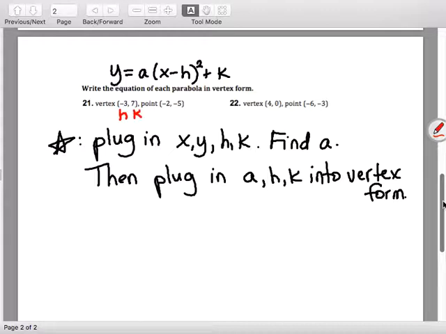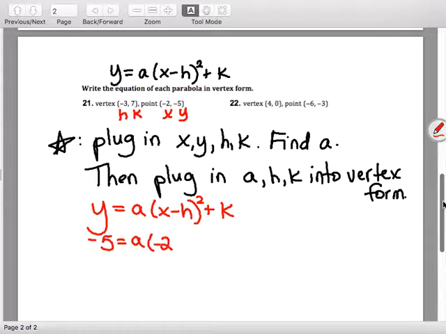The H and the K are the vertex. The point is the X and the Y. So I'm going to write down vertex form. So our first step is plug in x, y, h, and k. So here we go. -5 equals a times -2, now if it's minus a -3, that's a +3, and then +7. So what's nice is the only thing missing is a. So then you can begin to appreciate what you did in Algebra 1 when you practiced order of operations. -2 plus 3 is 1. 1 squared is 1. So that's just a plus 7.